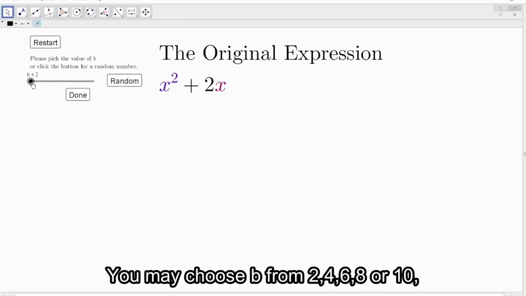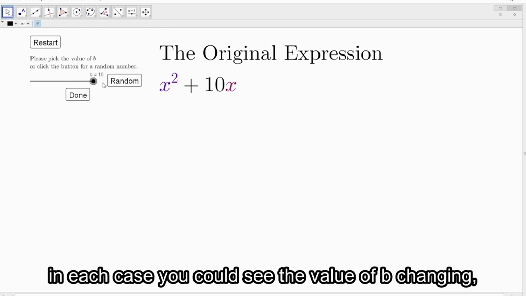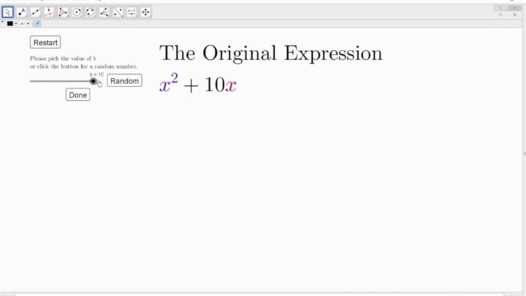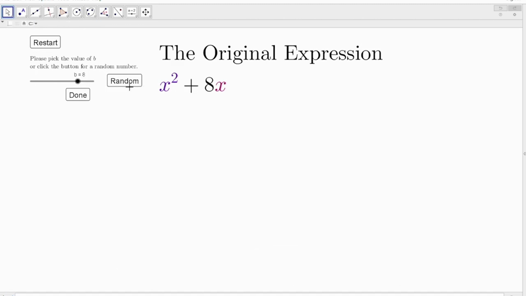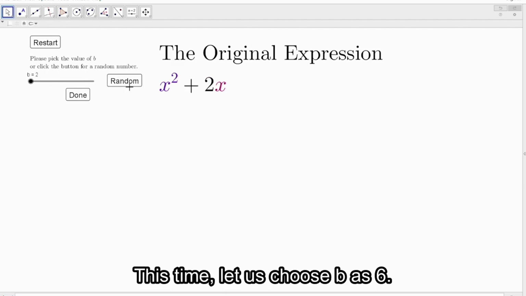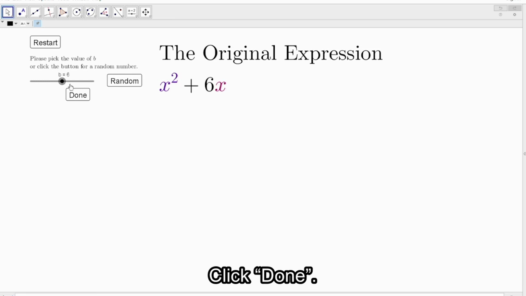You may choose b from 2, 4, 6, 8, or 10. In each case, you could see the value of b changing. You may click on Random button to let the worksheet choose for you. This time, let us choose b as 6. Click Done.